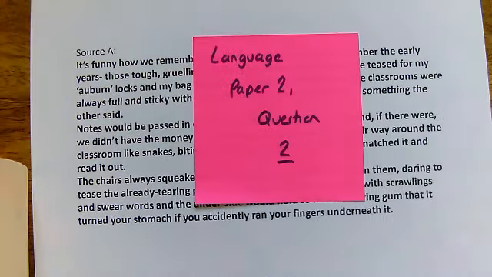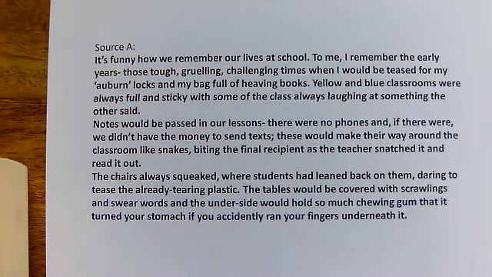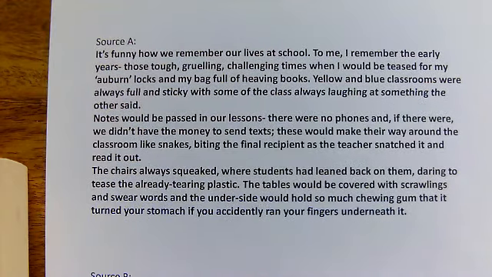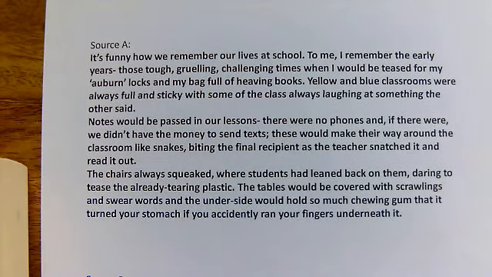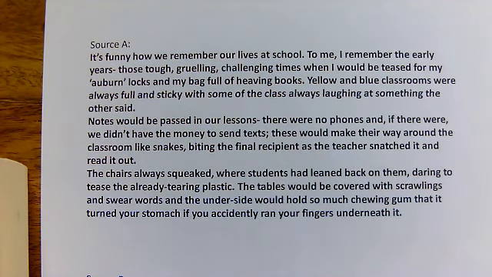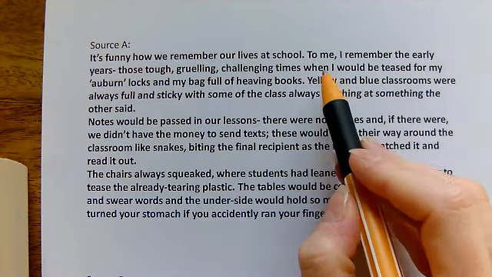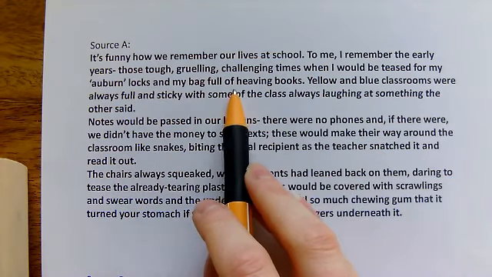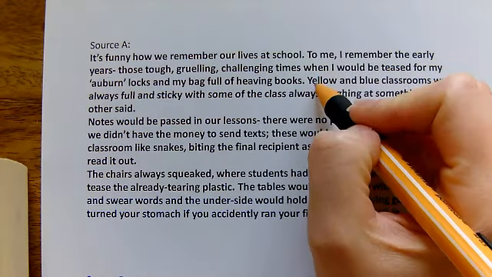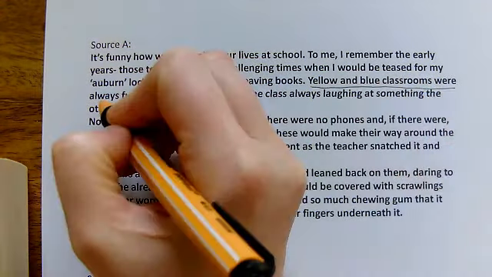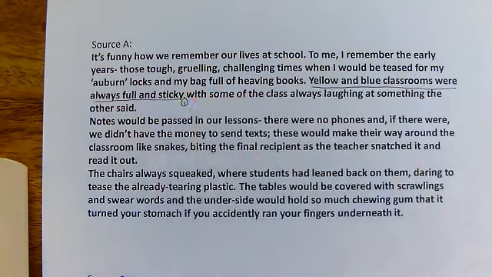Okay. Now, I'm not going to read through the whole text. I'm just going to leave it on the screen so you can see what I'm going to look at. I'm always going to look at source A first to identify the main features that I'm going to look for differences in the other one. So remember that the question is about school. So this bit about the car colour and bag full of books isn't relevant. This bit is. Yellow and blue classrooms were always full and sticky. So that's one point.